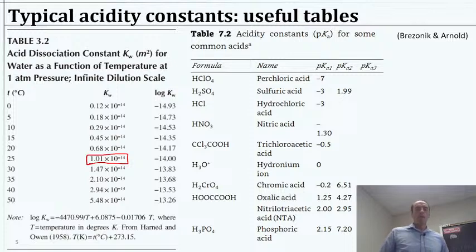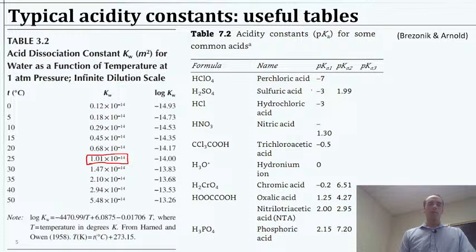Okay, I have another table here, 7.2 from this other book, Brezonic and Arnold. These are pKa values for several different acids. We're going to come back and look at this in terms of the first dissociation constant. How does that compare, how does that define a strong acid versus a weak acid, things like that. But there are more than this.